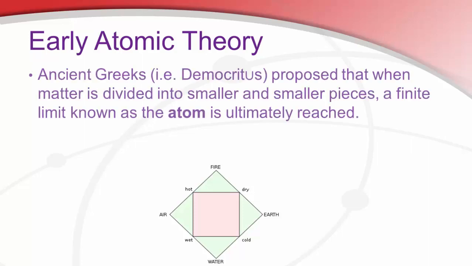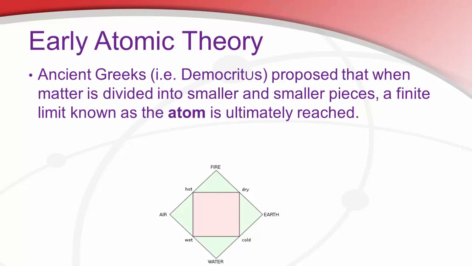So early theory began with a guy named Democritus, who proposed that matter could be divided into smaller and smaller pieces, but that eventually you'd reach a limit where if you broke that up into smaller pieces, it would no longer be the same thing. Now, he even coined the term the atom to describe this indivisible thing.